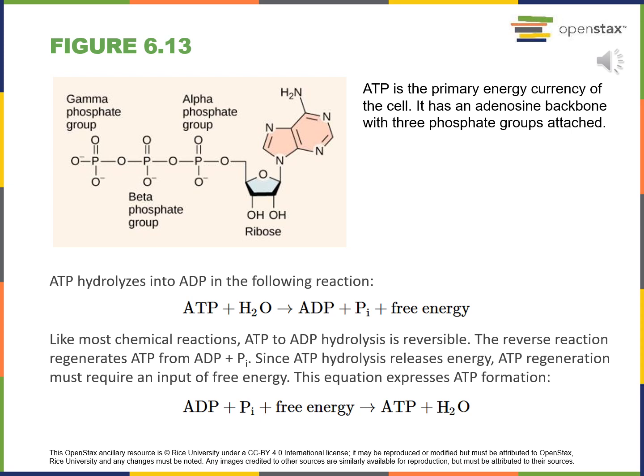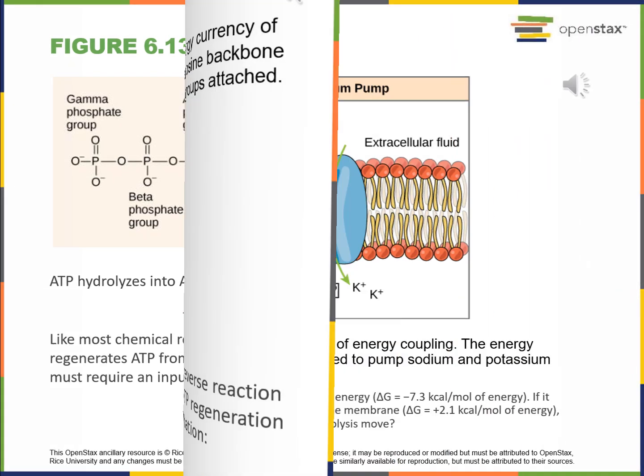Like most chemical reactions, ATP to ADP hydrolysis is reversible. The reverse reaction regenerates ATP from ADP plus a phosphate group. Cells rely on ATP regeneration just as people rely on regenerating spent money through some sort of income. Like energy, ATP regeneration must require an input of free energy. This equation expresses ATP formation. ADP plus a phosphate group plus free energy converts into ATP plus water.